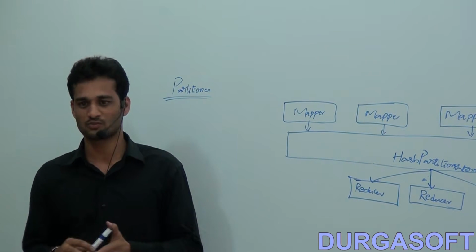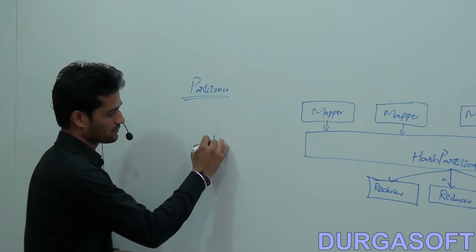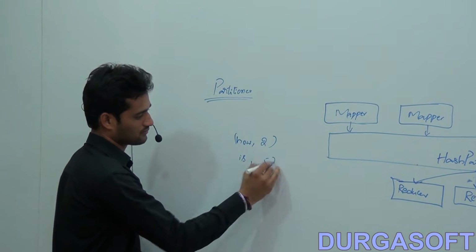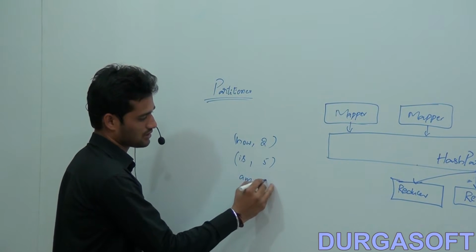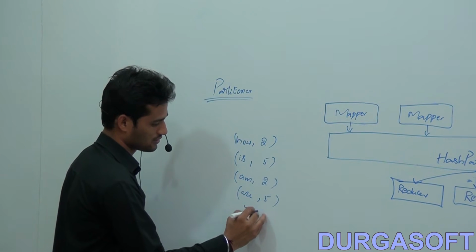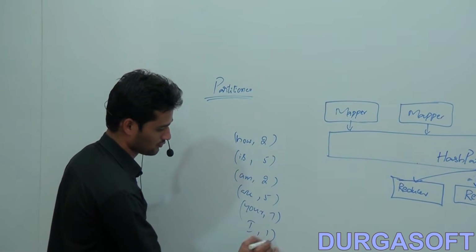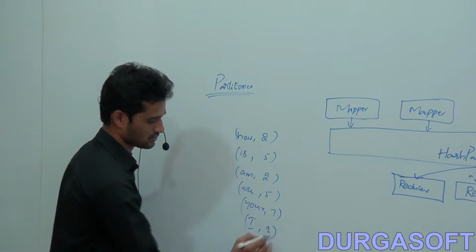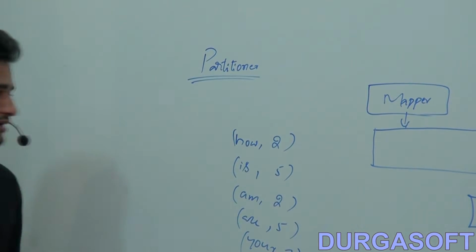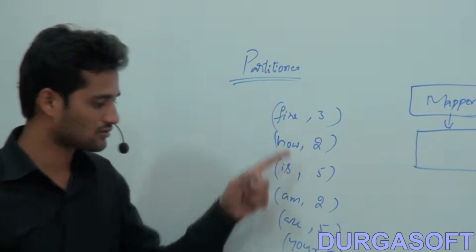Let me give you one small example. Suppose I get output like this: how comma 2, is comma 5, am comma 2, r comma 5, your comma 7, and I comma 1, I comma 2. So these are the output key comma value pairs, just consider them. And one more, take it as find comma 3. These are all key comma value pairs.